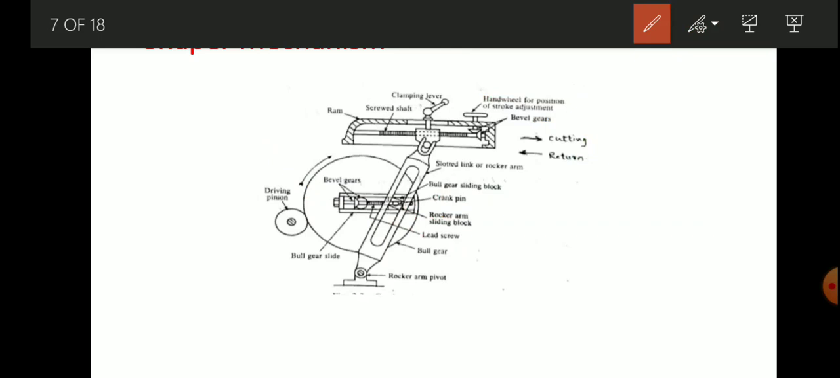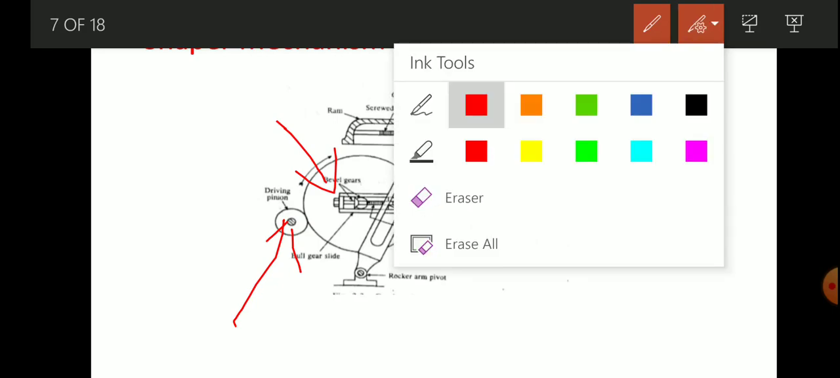The power is transmitted from the motor through the driving pinion to the bull gear. Here we can see a driving pinion which is powered by the motor. Then this power is transmitted to the bull gear. The rotation of the bull gear causes the crank pin to revolve at uniform speed. Here there is a crank pin. It is revolved uniformly.